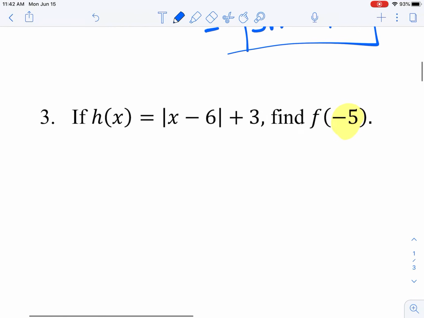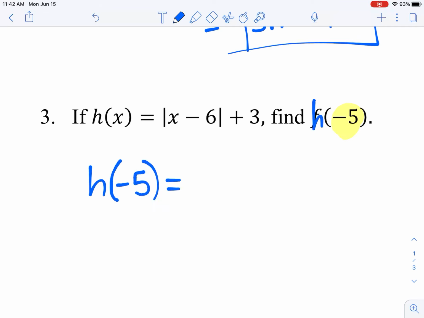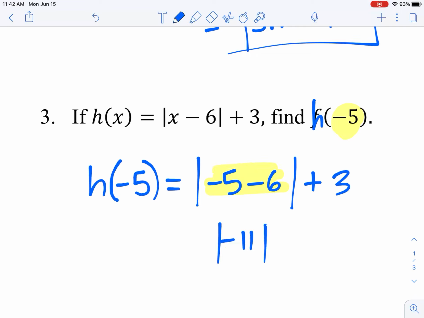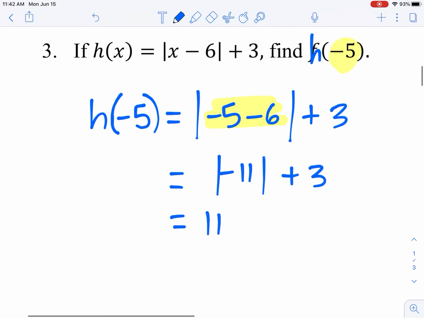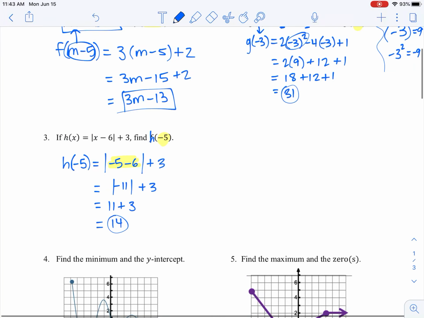Okay, last evaluating problem. This should be an h over here. So an h of negative 5. So I have the absolute value of negative 5 minus 6 and then plus 3. First I have to do what's inside the absolute value. Negative 5 minus 6 is negative 11. Then I take the absolute value of negative 11, which is positive 11. Now my absolute value is gone, and then I add 11 plus 3 to get 14.